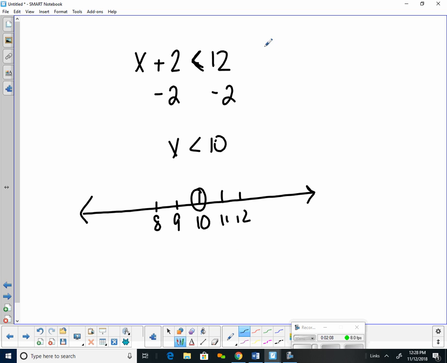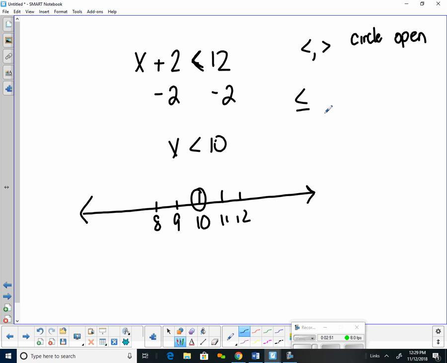Now, we have a choice to make whether it's going to be circled in or shaded, open or shaded. If I have less than or greater than, then my circle is going to be open, which says that I'm not going to include that answer, but the next spot over starts as a solution. So 10 cannot be a solution because 10 is not less than 10. Numbers less than 10 would be 9.9, 9.8, 9, 8, 7. So those would be my numbers less than. So this one's going to be open.